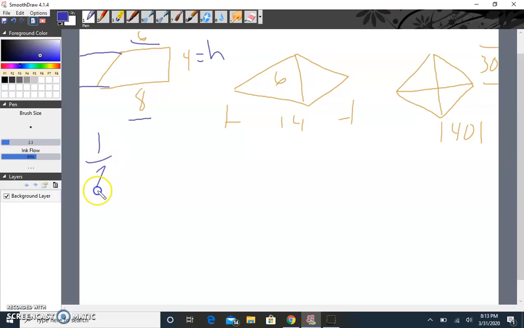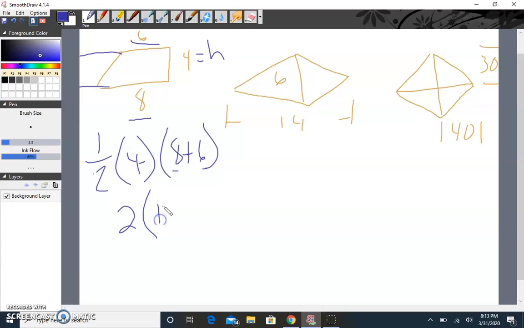So we got 1/2 times 4 times 8 plus 6. Alright, so that's our formula: 1/2 times our height times base plus base. 1/2 of 4 is 2. 8 plus 6 is 14. 2 times 14 is 28. Simple math, you just have to figure out the formula. So our area for that trapezoid is 28 on our guided practice.